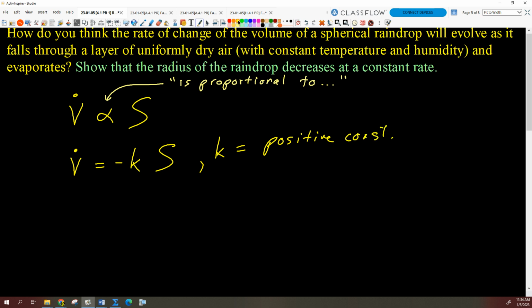Or we could just say K is a negative constant if we wanted. Does that make sense? Okay. So that's what has been implied by this thing. Now what can we do with that? We want to show that the radius of the raindrop decreases at a constant rate. Well, we didn't say anything about radius here. How could we involve radius in this somehow?